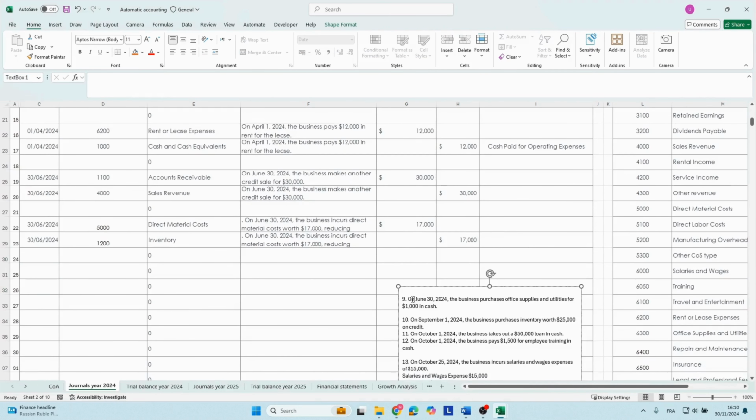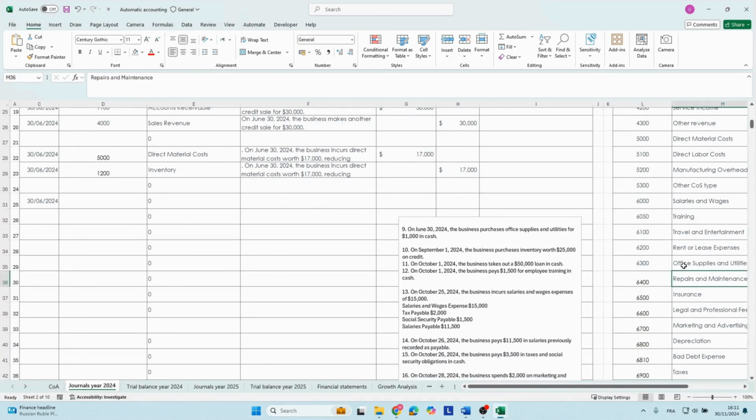Then on June 30, 2024, the business purchased office supplies and utilities for 1,000 in cash. So we put the date, June. The business purchased office supplies and utilities for 1,000. So office supplies should be an expenses account. So we use the account 300. We put the description for this transaction. Then we put the amount, which is 1,000.